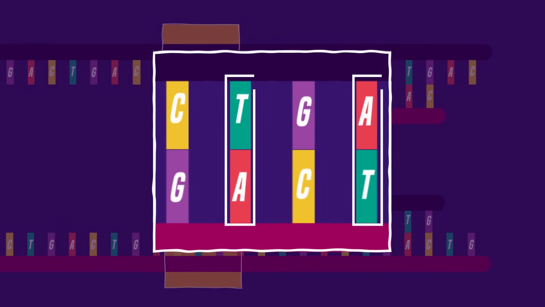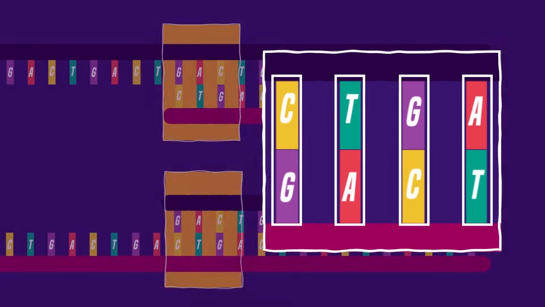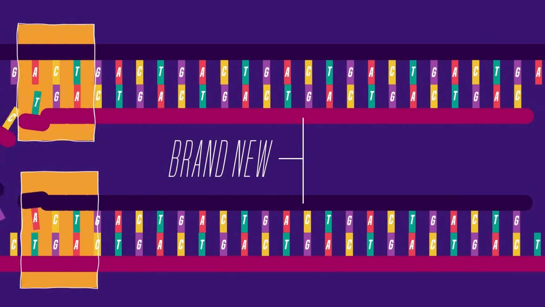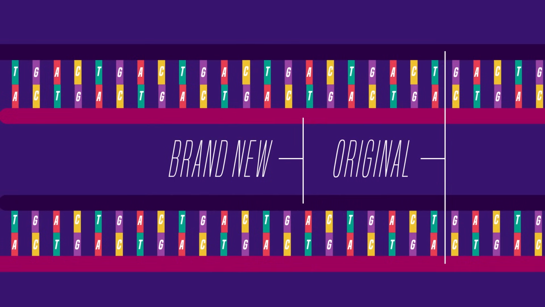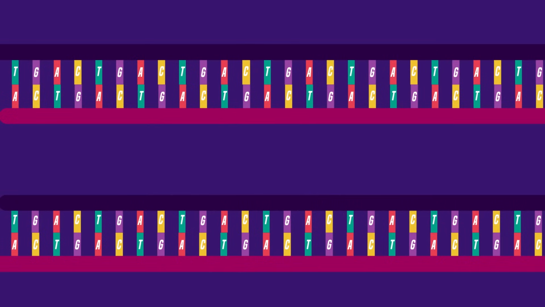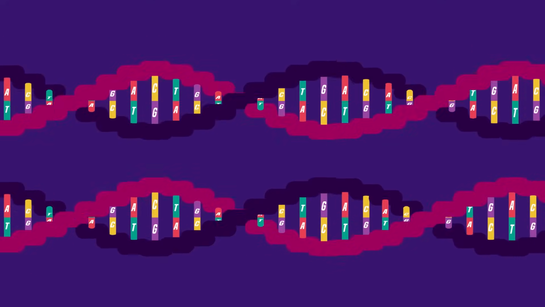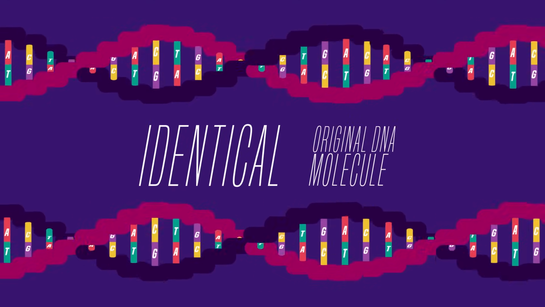A pairs with T and C pairs with G. This forms two DNA molecules, each of which have one brand new strand and one from the original DNA. These two strands twist to form a double helix. The two new DNA molecules are both identical to the original DNA molecule.